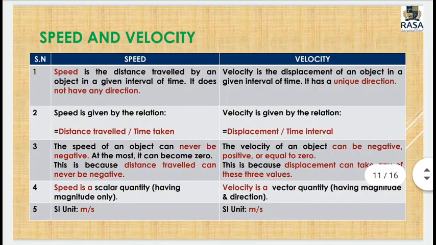It can be zero. This is because the distance traveled can never be negative. The velocity of an object can be negative, positive, or zero, because the displacement can be negative as well as positive, or can be zero also. Speed is a scalar because it has magnitude only, and velocity is a vector quantity because it has both magnitude and direction. Their SI unit is meter per second because it is just the ratio of distance traveled to the time taken, and displacement to the time taken, and distance and displacement are in meter and time is in second.